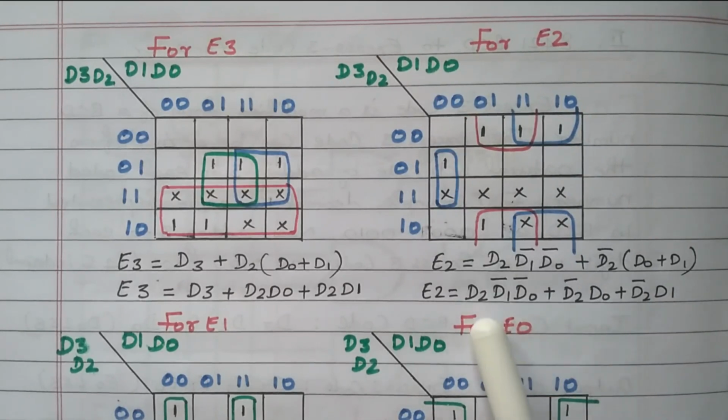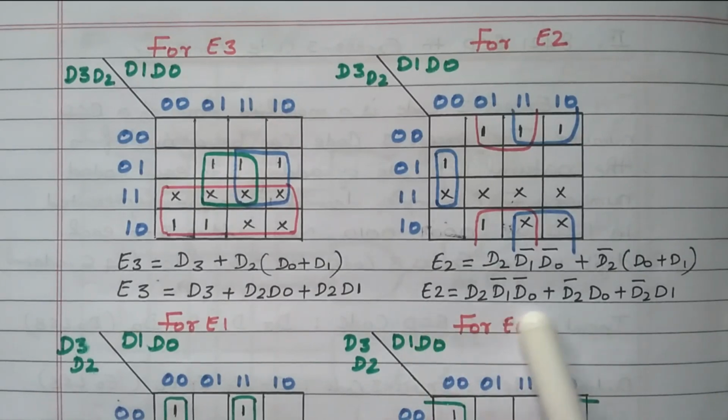So the final expression is D2, D1 dash, D0 dash plus D2 bar, D0 plus D2 bar into D1. The D2 available commonly is taken outside. So D0 plus D1. Now we got the expression for E2. E3 and E2 are completed. Now we'll go to E1 and E0.